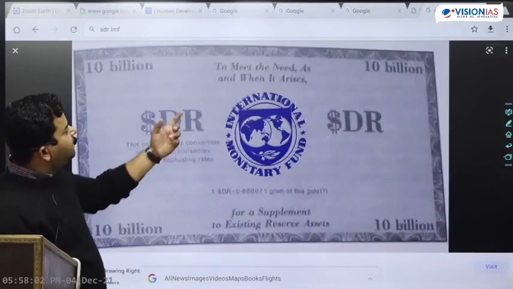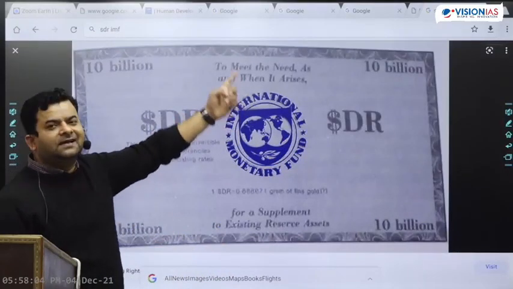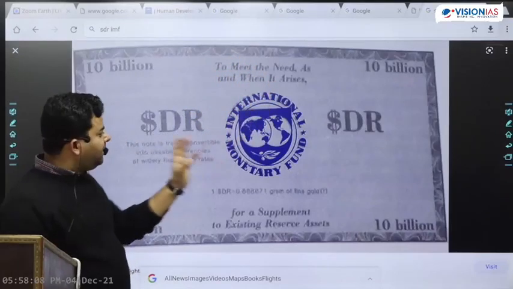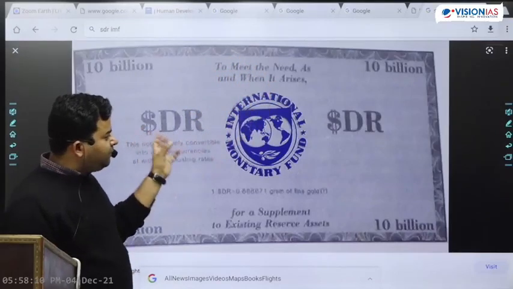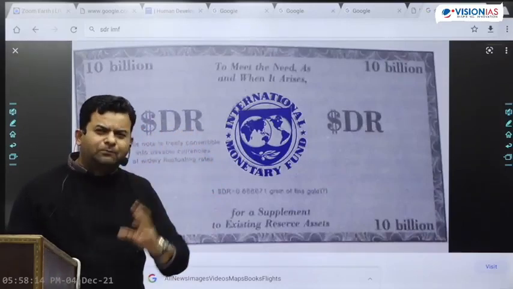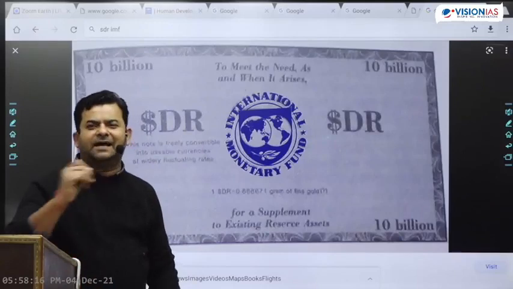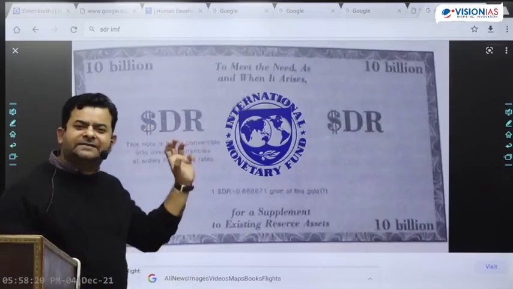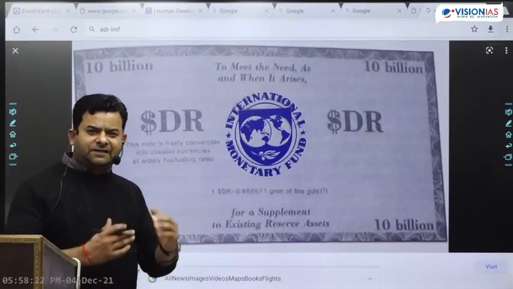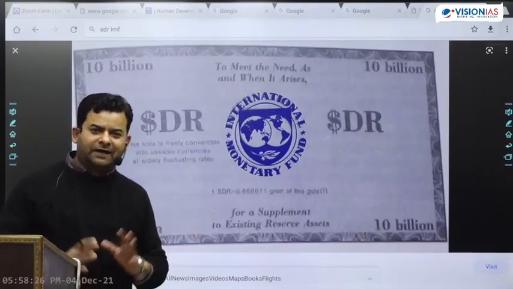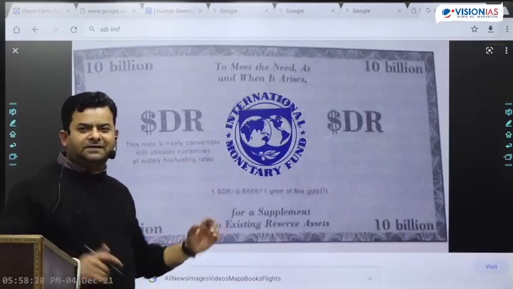To meet the need as and when it arises. And then look at the denomination, 10 billion. So we got SDR, and some writers might use XDR also, which is the same thing. So that's how SDR looks. It is an official paper which is given to the countries whenever they give money and deposit their quota. So that's their currency, their piece of paper.